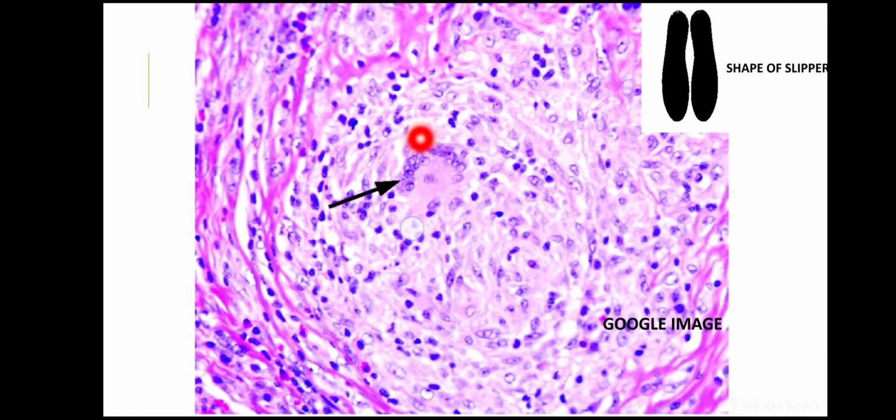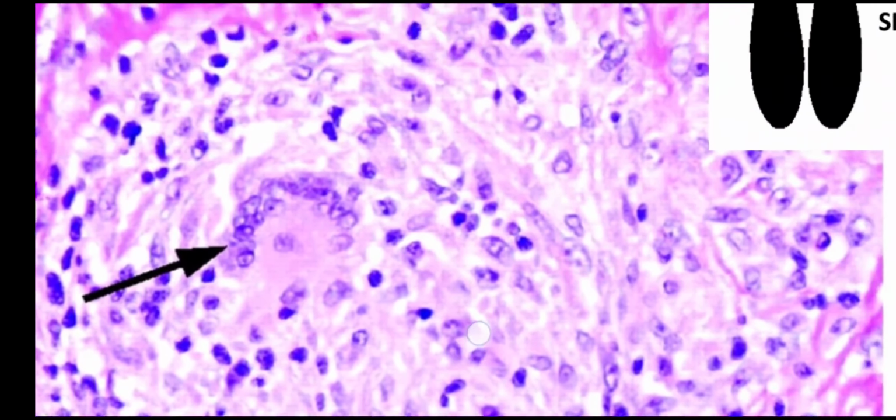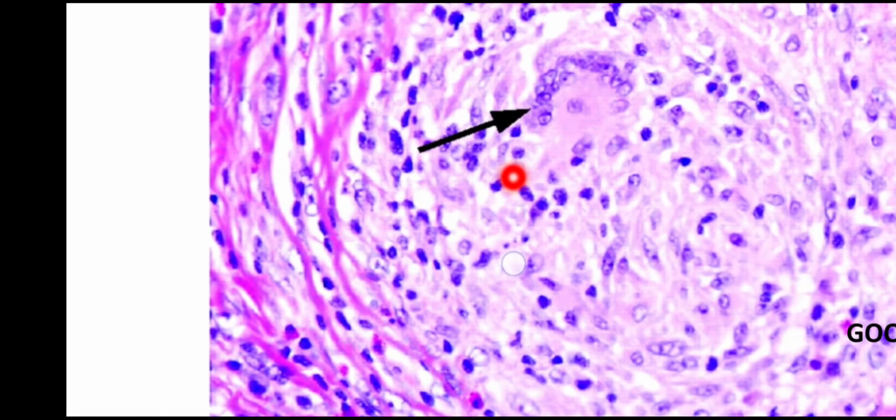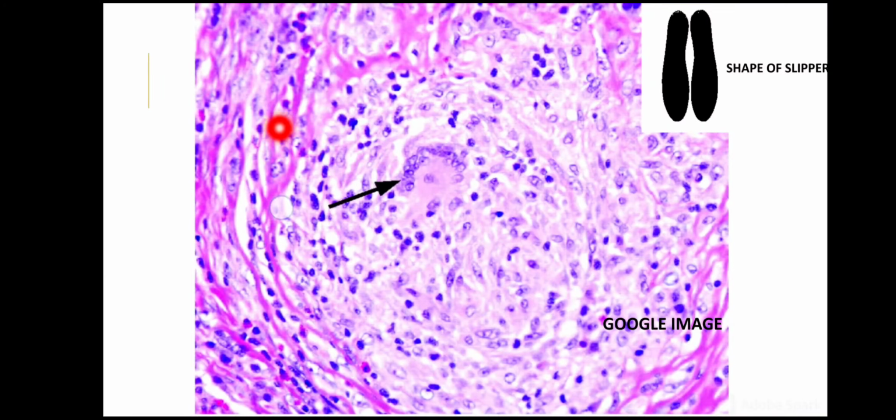This is a granuloma. In the center, there is a giant cell with a horseshoe arrangement of the nuclei, and these are the epithelioid cells. You can see the epithelioid cells have a vesicular chromatin, and these darkly stained blue dots are the lymphocytes, and in the most peripheral part of the lesion there are the fibroblasts. So you can appreciate the shape of the epithelioid cell, which is slipper shaped.